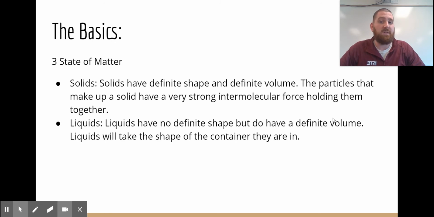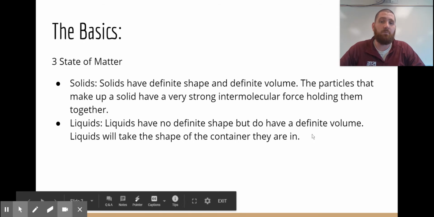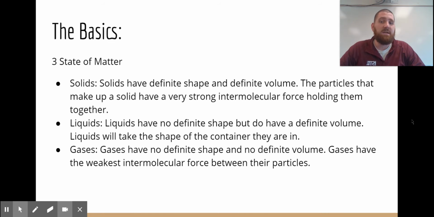Liquids have no definite shape, but do have a definite volume. Liquids take on the shape of whatever container that they are in. And then gases. Gases have no definite shape and no definite volume. Gases have the weakest intermolecular force between their particles, meaning that they don't want to hold on to each other very well, and they'll spread out very easily.